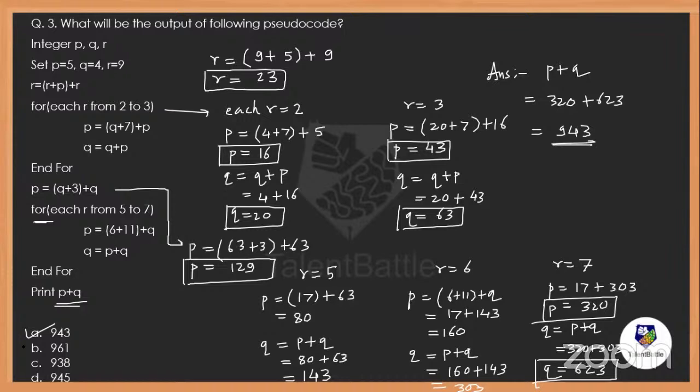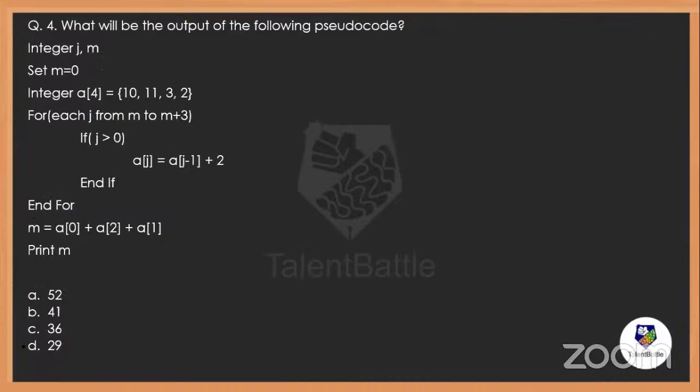So let's move on to the next question. What will be the output of the following pseudocode? Integer j and m, where the value of m is set to 0. Now this is an array based question.